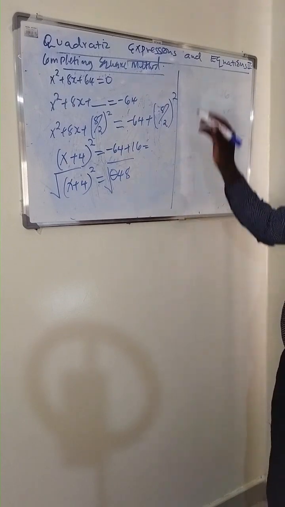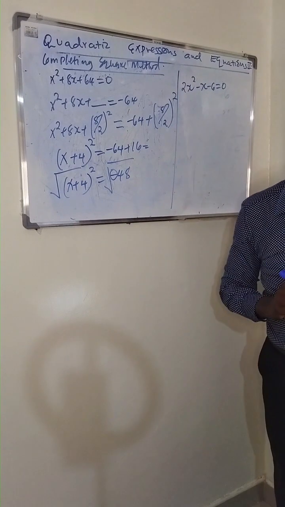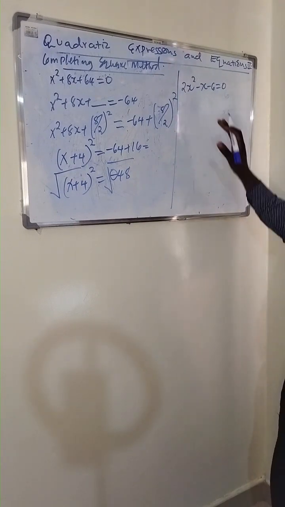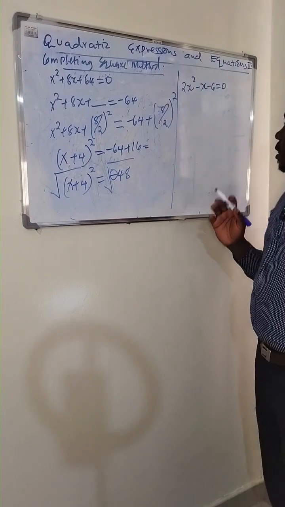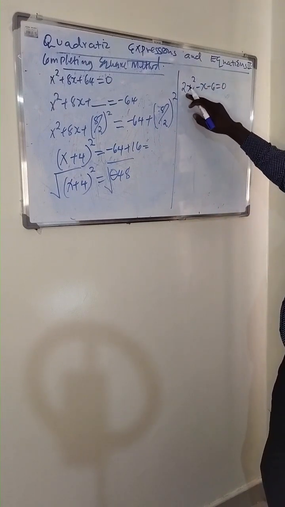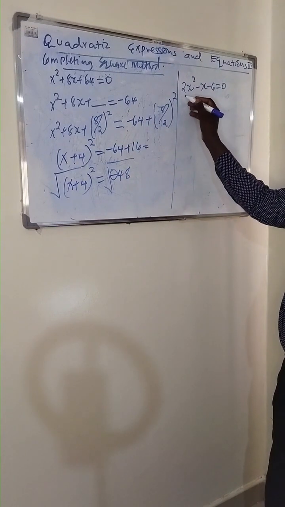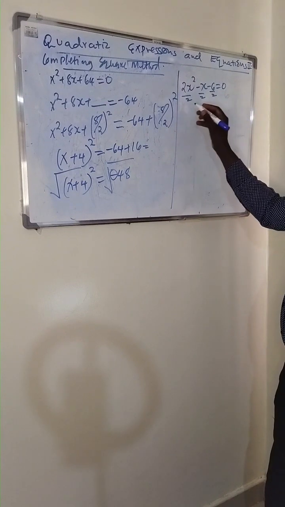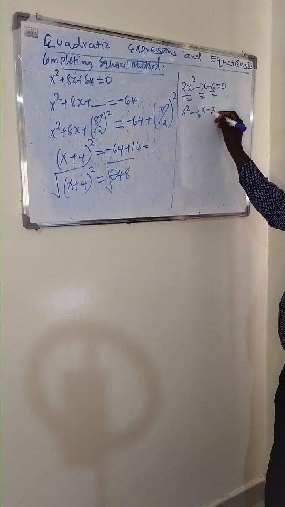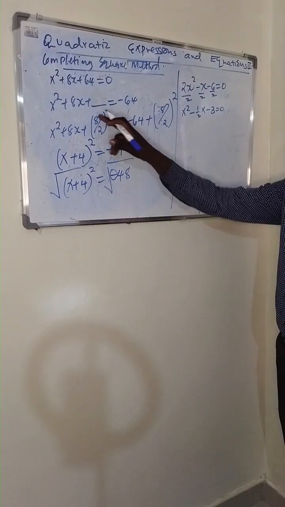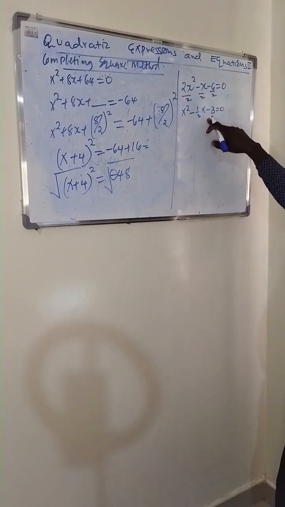So take an example like 2x squared minus x minus 6 is equal to 0. Now one thing that you will need to know is that for you to be able to solve a quadratic equation by completing square method, the first thing is to make sure that the coefficient of x squared is 1. So we start by dividing by 2 all through. So we now have x squared minus 1 over 2 x minus 3 is equal to 0. Just like we did in this case, the next step now is to take c to the other side, then look for that c.